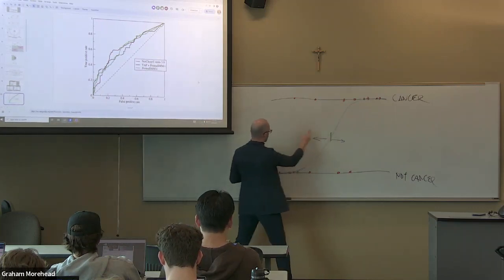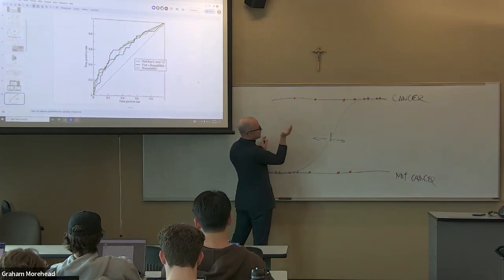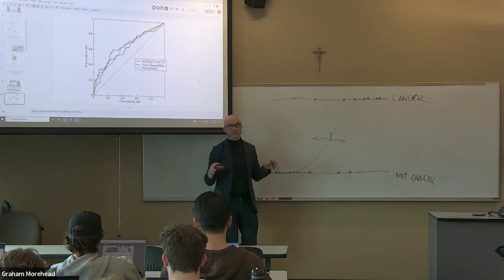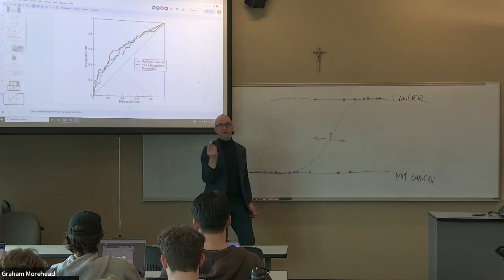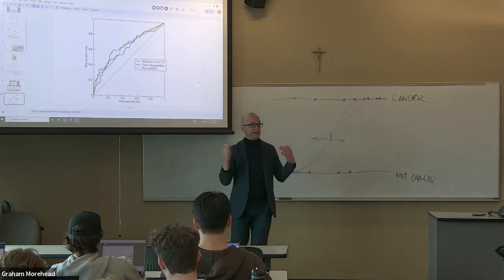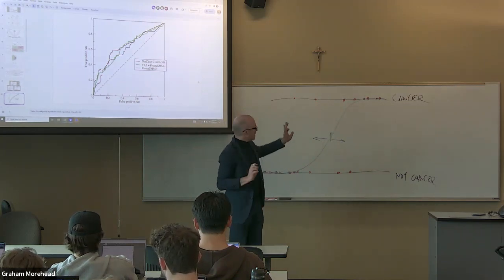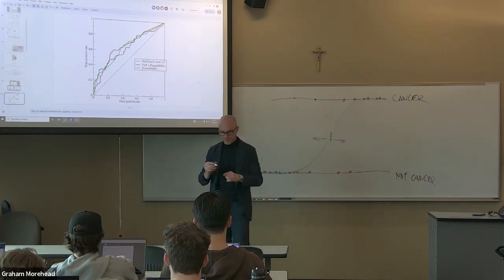So if we start the threshold way down here, we're going to get basically all positives. If our threshold is like 0.01 or whatever, way down here, then everything above 0.01 is going to be considered positive. That's what a threshold means. Tons of true positives and tons of false positives.